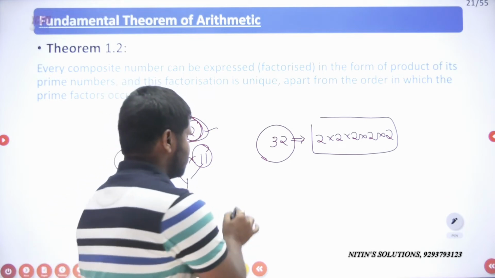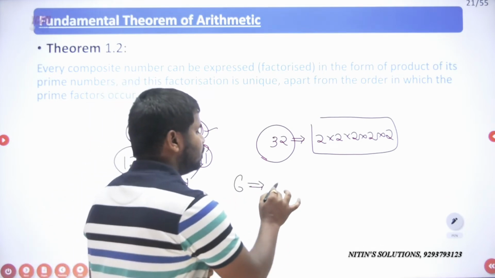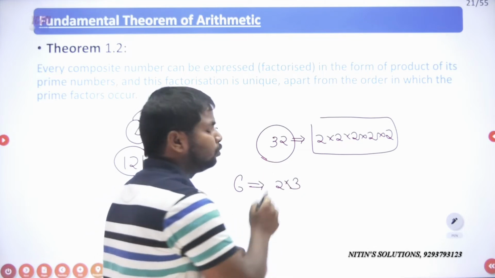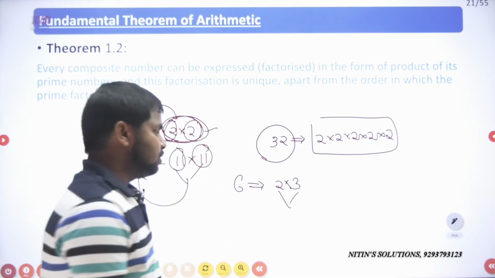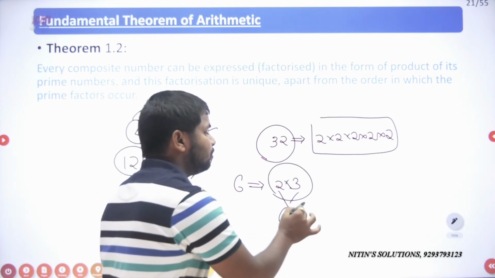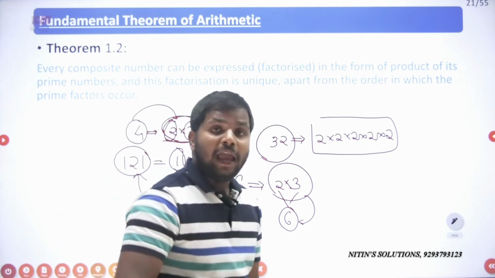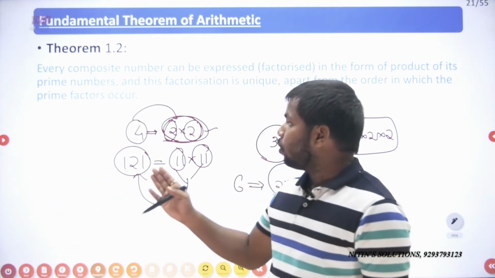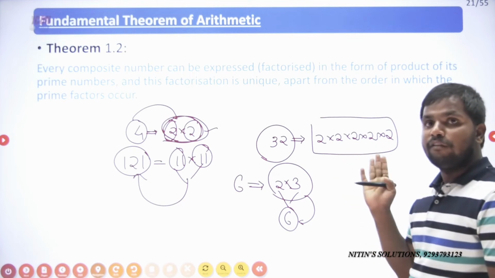So if you take number 6, for example, 6 can also be expressed in the form of what? 2 into 3. 2 3s are 6. Now when you take these two numbers, 6 is a composite number. The product of these two prime numbers gives the composite number. Yes or no? It means what? Every composite number can be expressed in the form of product of primes.